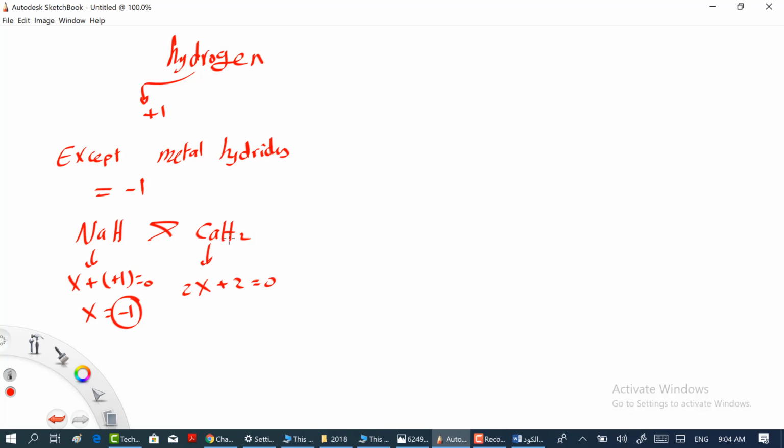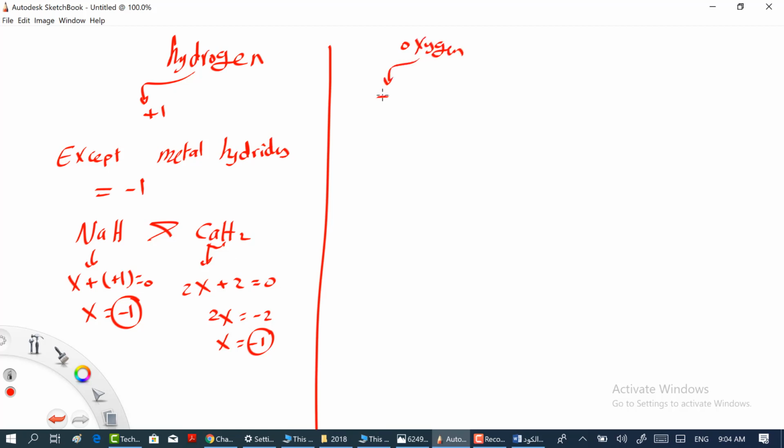So for the calcium hydride, the 2X represents the hydrogen, and the calcium, its valency positive 2, equal 0. So the 2X equal negative 2, X equal negative 1. And for the oxygen, the common state for oxygen is negative 2. But in peroxide, superoxide, and fluoroxide, for example the peroxide is like H2O2, superoxide KO2, fluoroxide OF2.